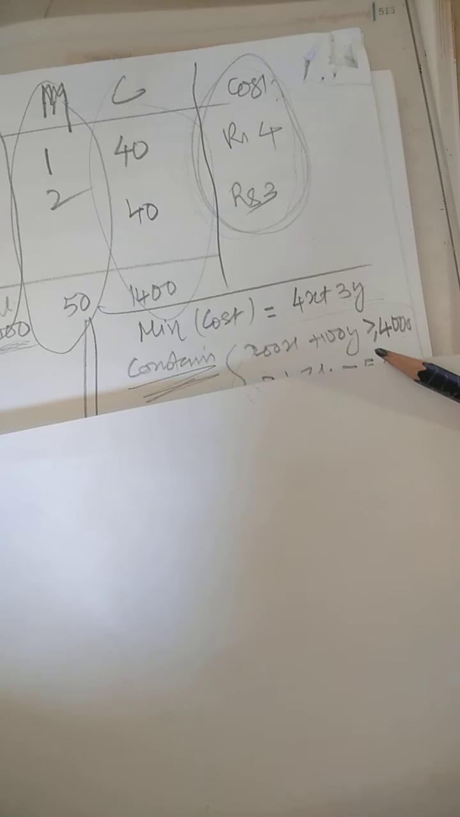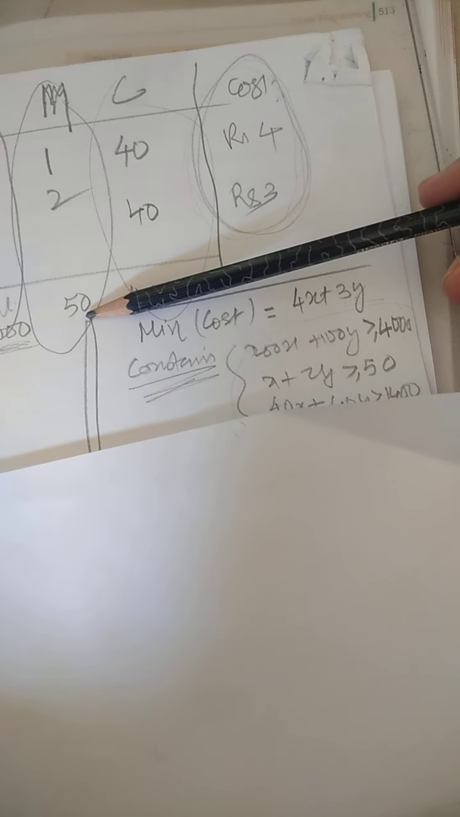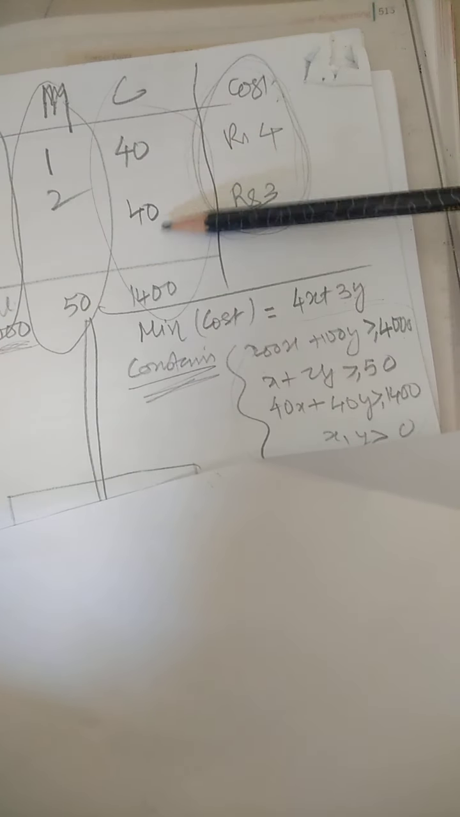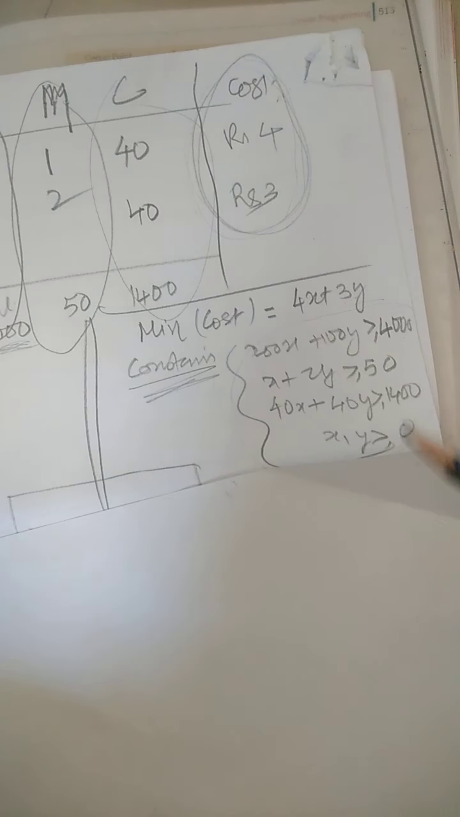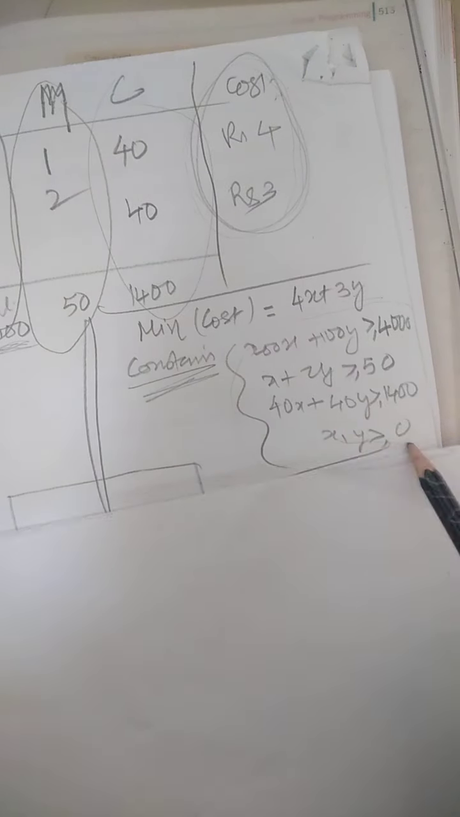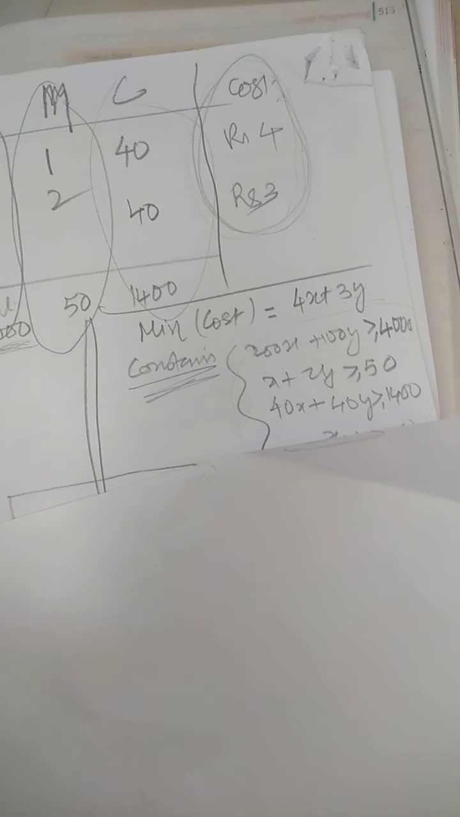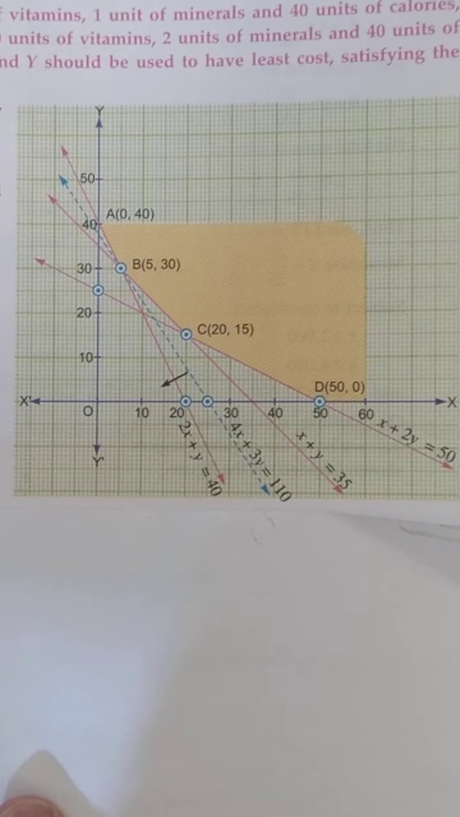Okay. Another condition is about the minerals. 1x plus 2y greater than or equal to 50. Third is 40x plus 40y greater than or equal to 1400. And the last one, the ideal condition, as we discussed in the previous question, x and y should be positive. If you convert all that into an LPP question, the graph you will get like this.